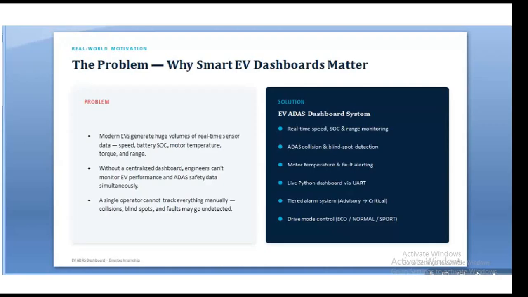To overcome this problem, we developed an EV ADAS dashboard system. Our system displays all important vehicle parameters on a live Python dashboard through UART communication. It also provides collision warnings, blind spot detection, motor temperature monitoring, fault alerts, and different drive modes such as eco, normal, and sport. This enables real-time vehicle monitoring and improves driving safety.